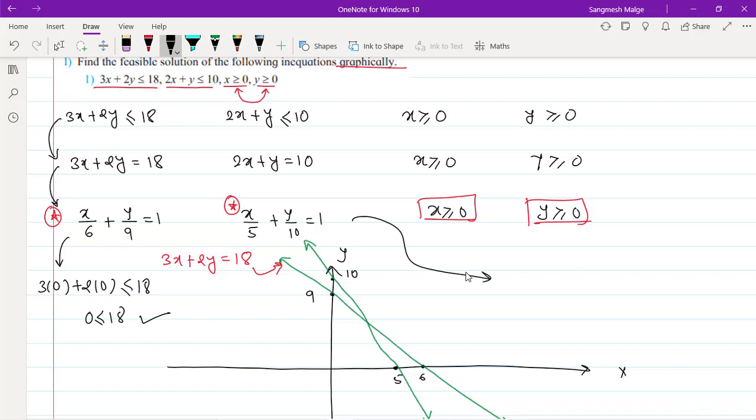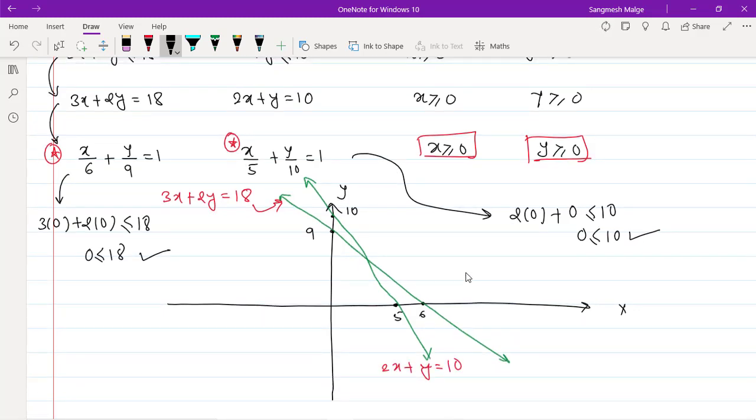What about the second line? So it is 2 into 0 plus 0 less than or equals to 10. So 0 less than or equals to 10. Absolutely fine, no problem. Means both the lines include the origin in their feasible solution. So what is the common region for all of these? If I combine each and every feasible solution, what I will get is the positive x-axis, this side you will have upside. So this is what we have, the positive x-axis.